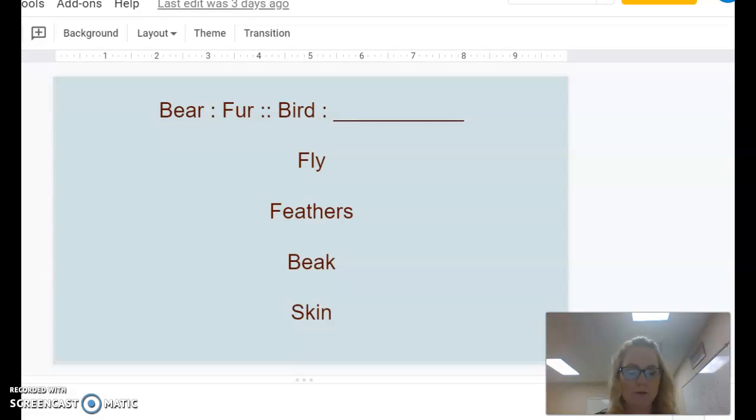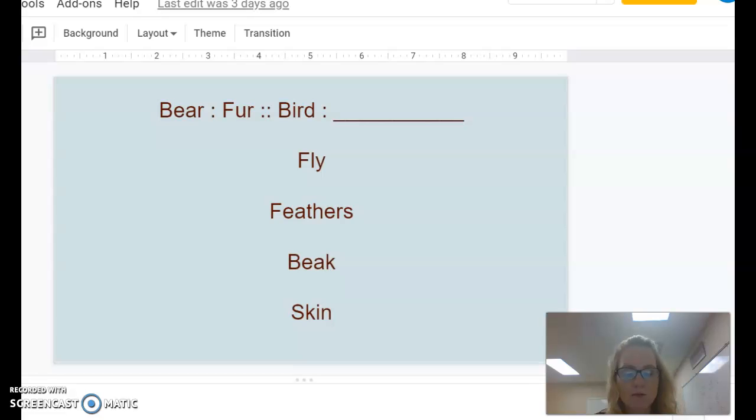Analogies can come in different forms. This is an example of a verbal analogy. You see the three words, a few colons, and a blank. The way you say the single colons is "to," and the double colon is said as "as." So this analogy reads, bear is to fur as bird is to blank.